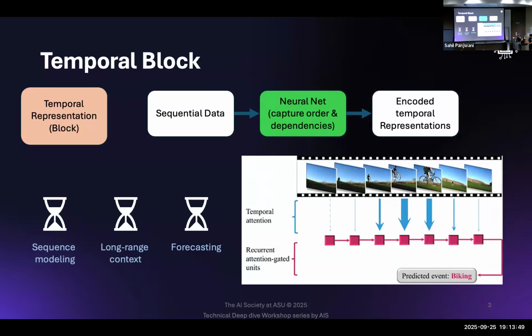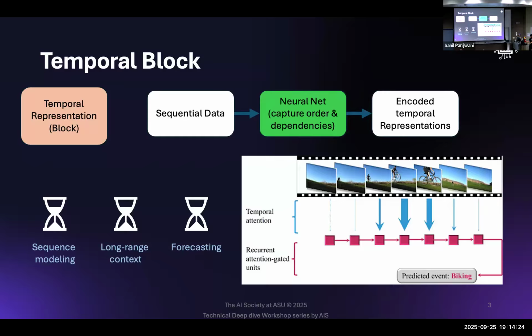the next is the temporal block. This is the block that focuses on data that unfolds over time. Unlike what we saw in the spatial block just now, which captures geometry and structure in space, here the main challenge is modeling order, sequence, and dependencies across time steps. If you see the flow, it takes in sequential data as input, passes it through a neural net like an RNN or an LSTM, and then outputs temporal feature representations.